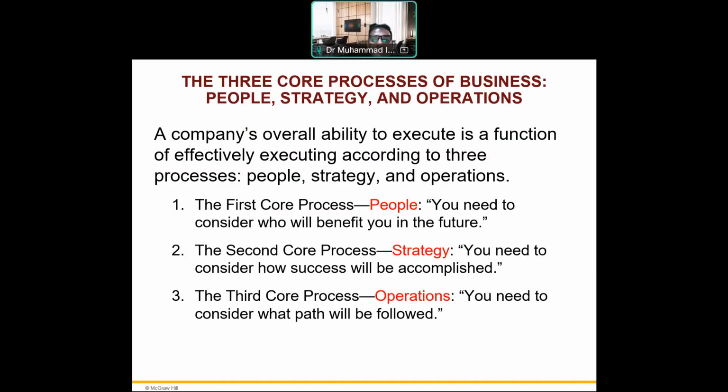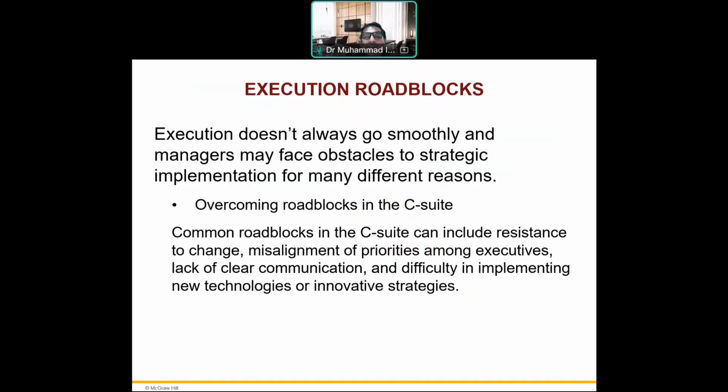Second core process, strategy. You need to consider how success will be accomplished. Evaluate the strategy: how effective is your strategy? How useful is your strategy? Third, operations. You need to consider what path will be followed. What things you have to do first, second, third. You have to decide and start working on it. These are the three core processes.